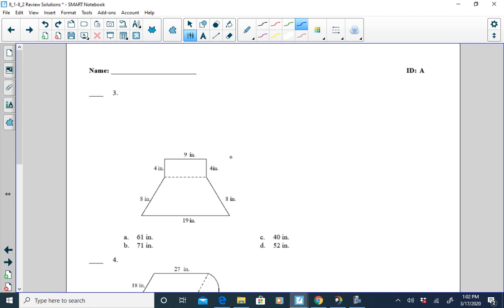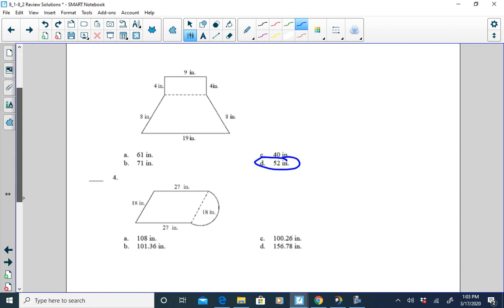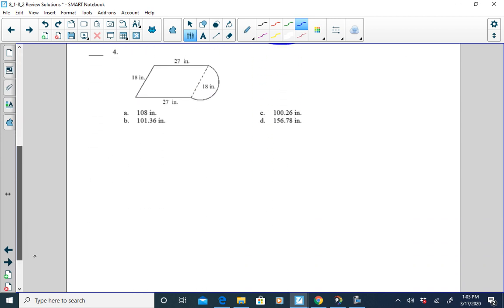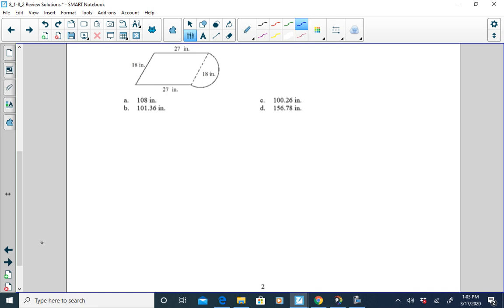Question 3. Here we actually are given all of the distances to find the perimeter. We're given 9 plus 4 plus 8 plus 19 plus 8 plus 4. So we just have to add all of those segments together. 9 plus 4 plus 8 plus 19 plus 8 plus 4 equals 52. So we get answer D. Right, answer D is going to be 52 inches. And we're just adding each of those segments because we are given the lengths of all of those segments.